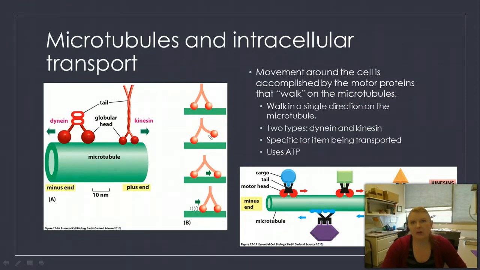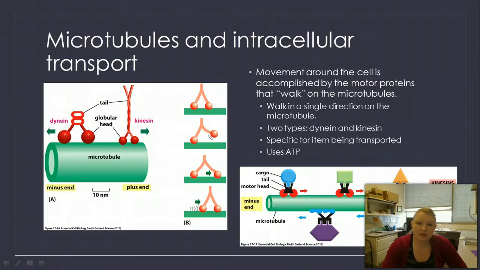Now I'm going to put a video up in Blackboard, and it's about the invasion of a cell by, I think, a virus. And while it's a really interesting video about how cells are invaded, in that cell they show these motor proteins walking across the microtubules. So I'd encourage you to watch that just to see how that works.